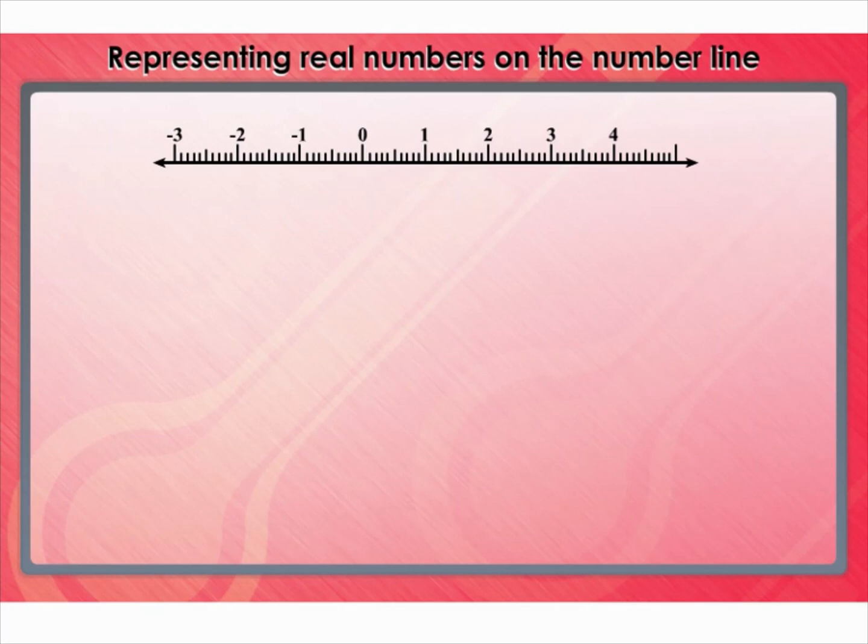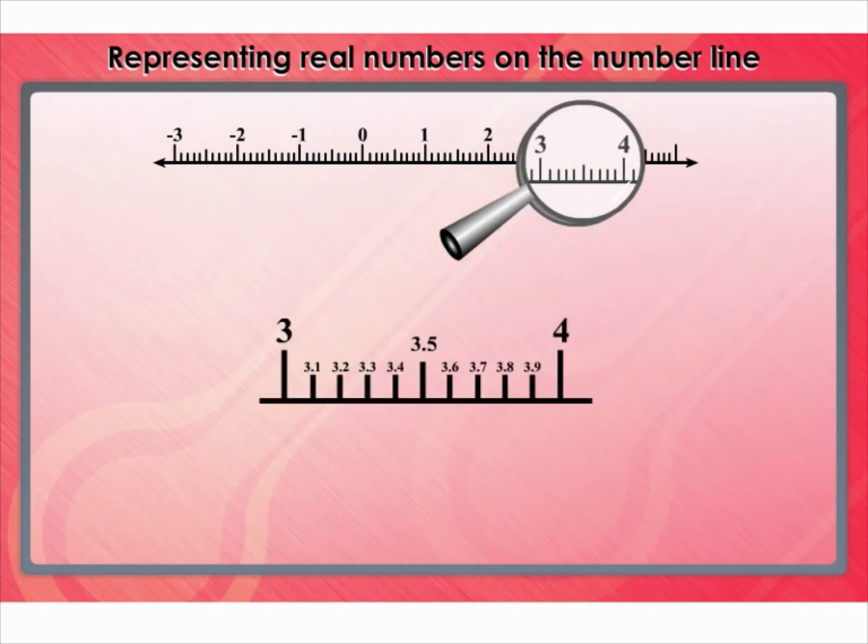We know that 3.445 lies between 3 and 4. So let's look closely at the portion of the number line between 3 and 4. Suppose we divide this into 10 equal parts and mark each point of division as shown here. Then the first mark to the right of 3 will represent 3.1. Second point will represent 3.2, and so on. In this figure, you might be finding some difficulty in observing these points of division between 3 and 4. To have a clear view of the same, you may take a magnifying glass and look at the portion between 3 and 4.